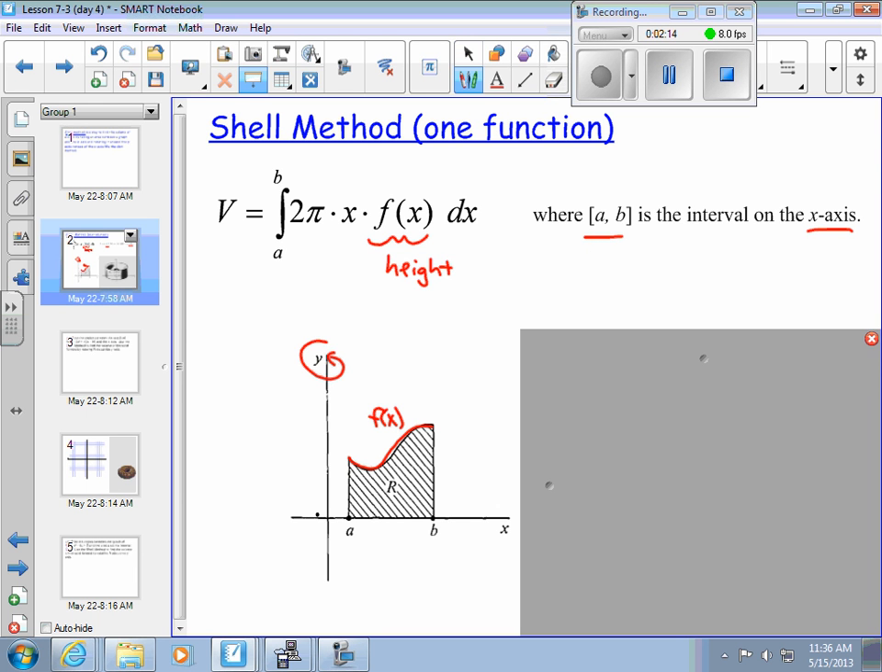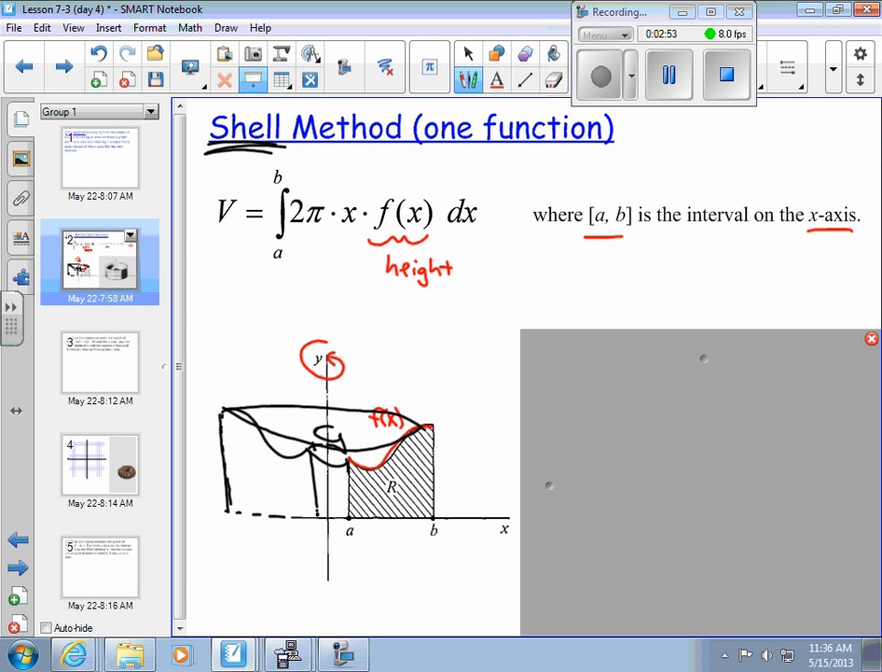And what you're going to get is kind of the same thing. We're going to be spinning this around the y-axis, so it's going to create kind of like a cylinder shape with this little hole in the center that's kind of hollowed out. So we get a hollowed out cylinder, which we call a shell, and that's the reason this is called the shell method.